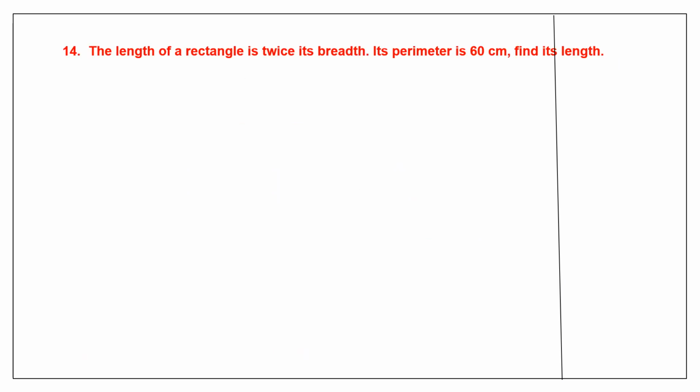The length of a rectangle, okay? Length of a rectangle is twice its breadth. Its perimeter is given to us. Now we have to find the length. So let the breadth of the rectangle be x. So that means the length is twice its breadth, isn't it? So the length will be twice means 2 into x, which is 2x. So we have the breadth, we have the length. Now we have to find the value of x.